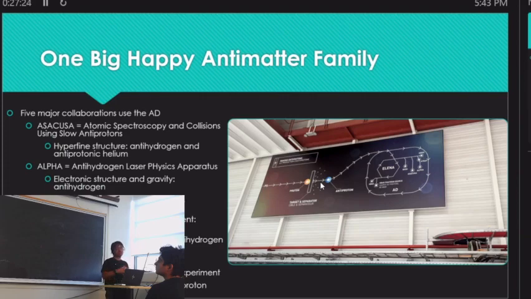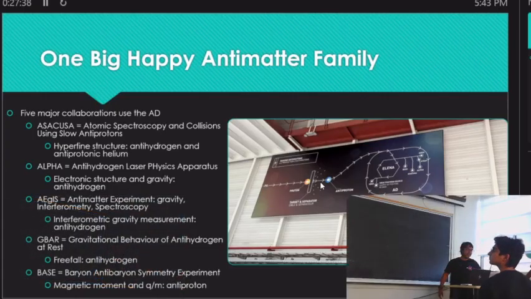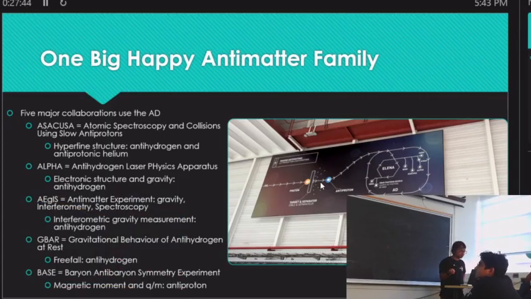They all share the same space, they share liquid helium supplies, they share the same messy magnetic environment. And so, to very briefly go over a couple of these, we have Asakusa, where they study antihydrogen and antiprotonic helium, where one of the electrons in helium is replaced with an antiproton. They want to study the hyperfine structure in the electronic spectrum. Alpha is my group, antihydrogen laser physics apparatus, where we do laser spectroscopy and gravity measurements with antihydrogen. Aegis does similar things, but they're doing gravity in a different way. G-bar is also doing gravity, and I don't know too much about them.